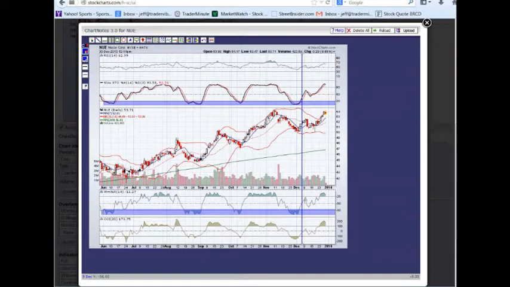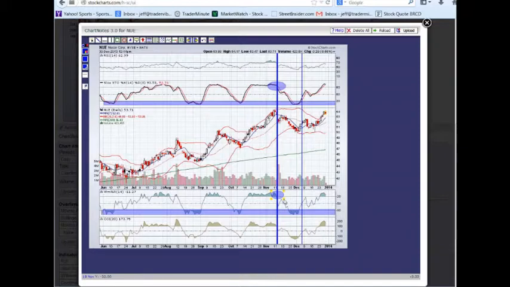And when the oscillator moves from above 80, on the stochastics, for example, we go from above 80 to below 80, or the Williams percent R goes from above minus 20 to below minus 20, generally a bearish sign.